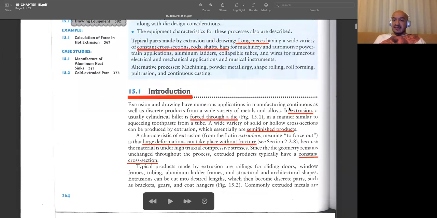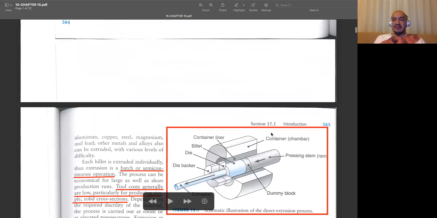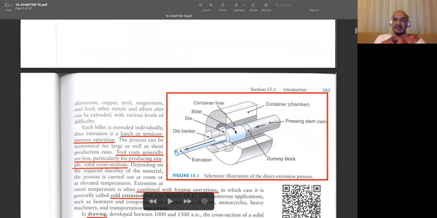And as I said, in extrusion, what we are doing, we are applying force, and with the help of this force, this blue material is actually pushed through a die. This is our die, as you see. We have the die backer. We put our billets. This is our original material, round in shape. And then once we apply force at the backside, the material flows simply through this opening, through this die, and as you see, its cross section is modified.